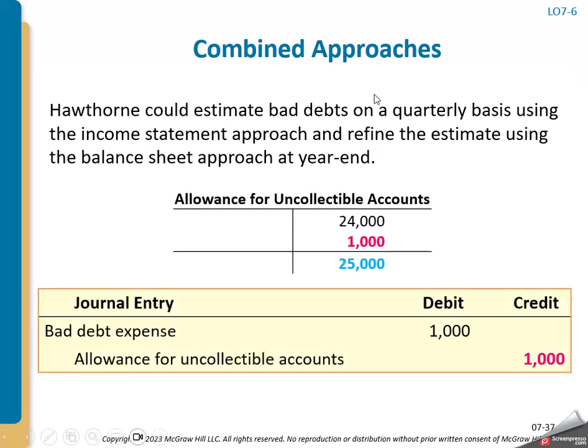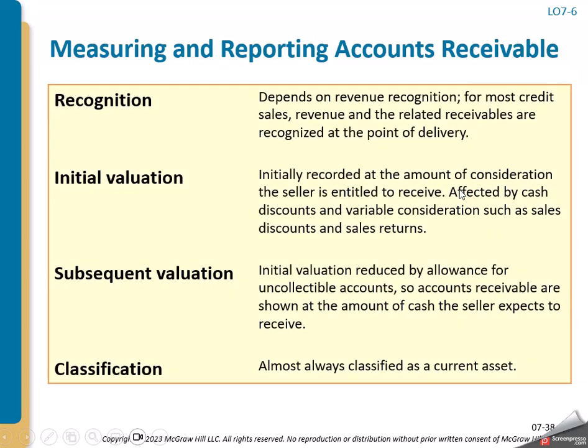Now, we may combine them. Here it says our quarterly financial statements are not quite as important as our year end. So maybe on a quarterly basis, we don't want to go through all the work of analyzing the aging and each individual account in there. So we might do an income statement approach for the quarters, but then when we get to the end of the year, go through the aging and make sure it's completely accurate.